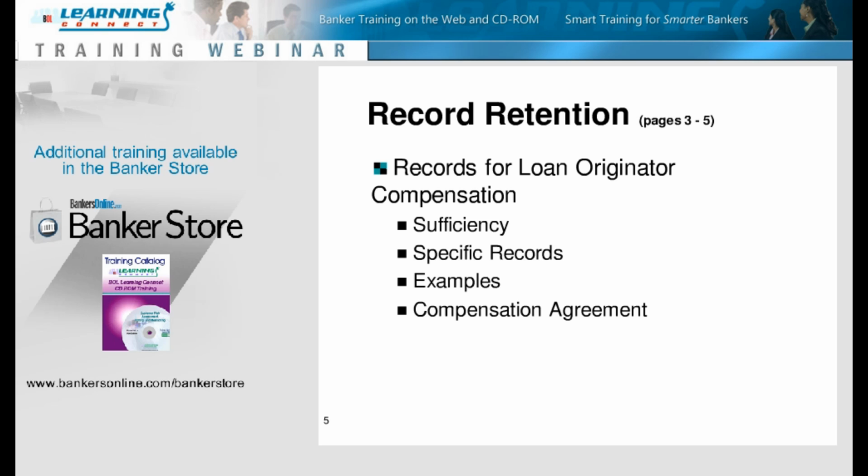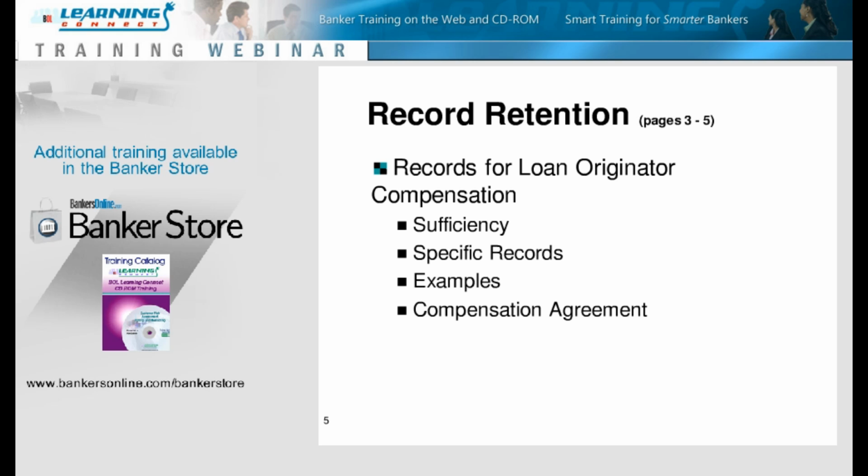The second set of requirements is on loan originator organizations, and we'll get into that definition in just a moment. But a loan originator organization has to keep records of compensation it receives from anybody pretty much, a creditor, consumer, or another person, and has to keep records of compensation it pays to an individual loan originator.